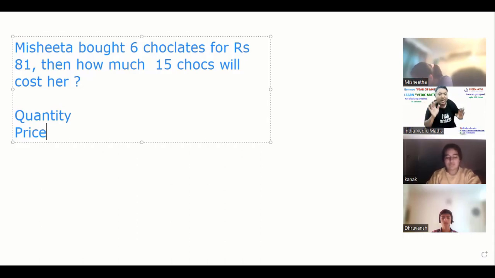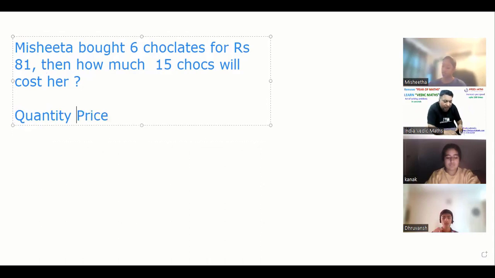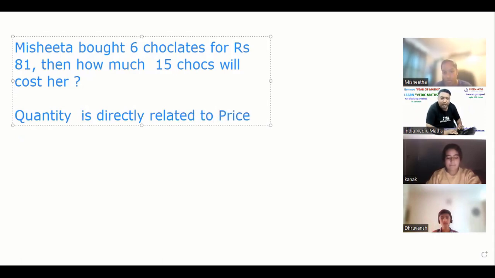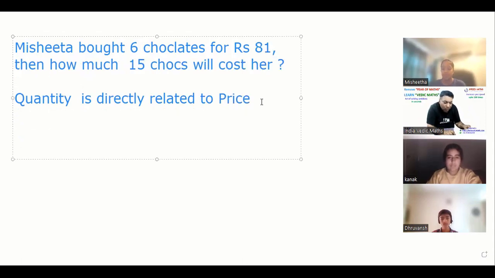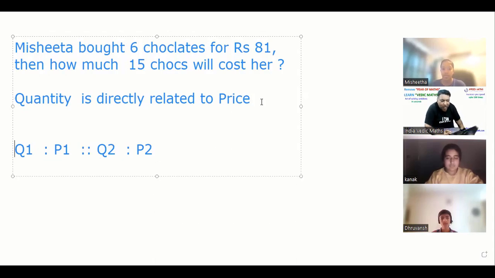Is everyone clear what is direct and indirect proportion? Whenever we do ratio and proportion questions, we always have to ask whether it is direct or indirect. So you can say quantity is directly related to price. So now you will say quantity 1, price 1 is proportional to quantity 2, price 2. Correct or not, Mishita? So how much is quantity 1 of chocolate? How much chocolate are you trying to buy initially?